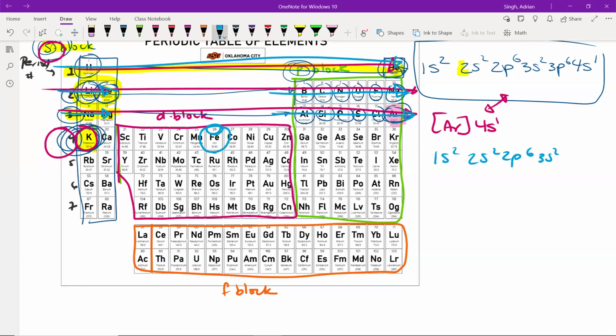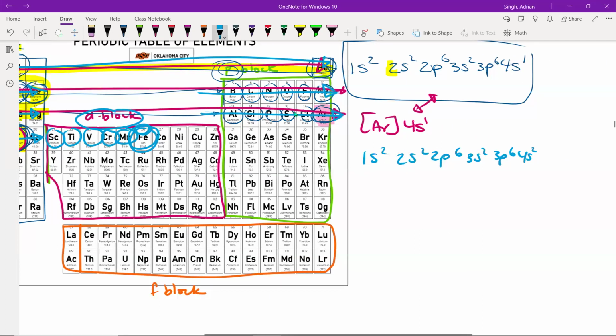3p6 gets me to the end of the third row. Now I'm in the fourth row. I have to go 4s2 to get to the end of the S block. Okay, and now I'm into the D's, right? So iron is in the D block down here. And how many elements do I need to go across into the D block? Well, I go 1, 2, 3, 4, 5, 6. So I'm 6 elements into the D block. So I would be saying D.